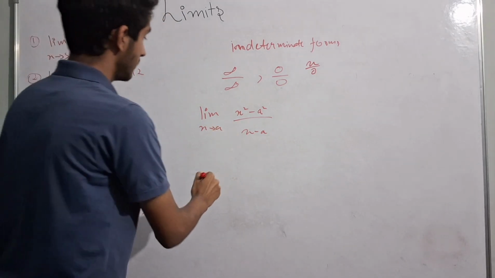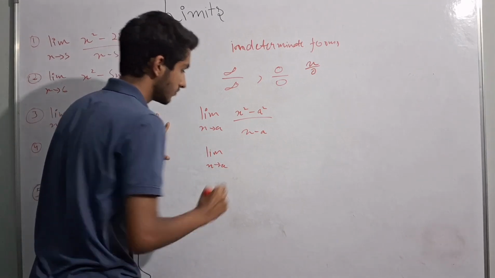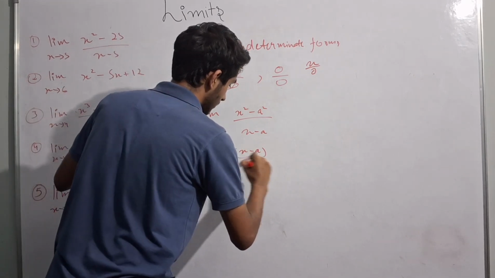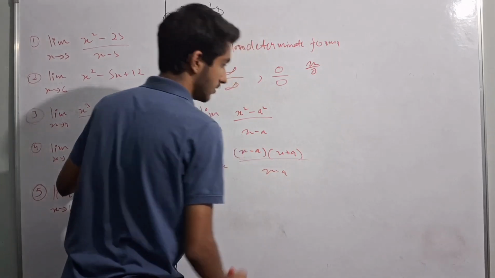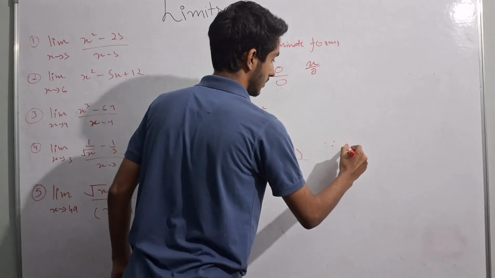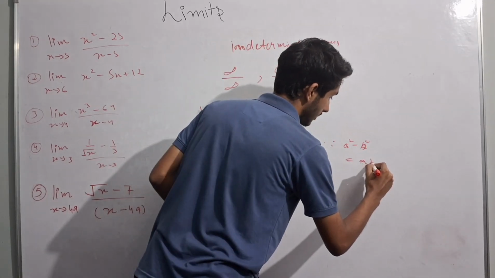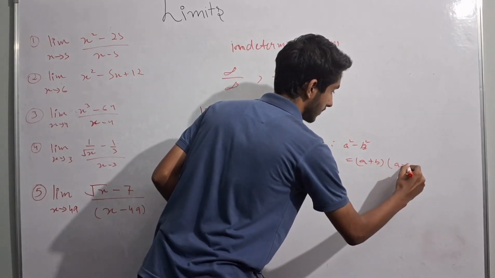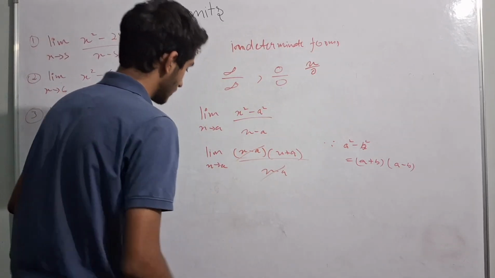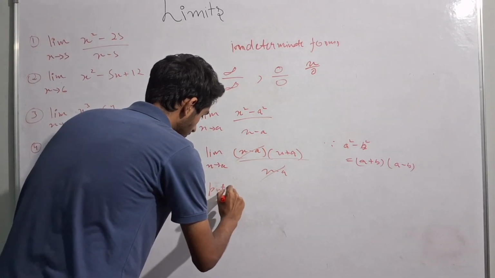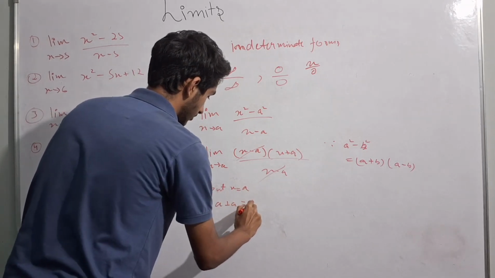So what I'll do in this case is, I'll write limit x tends to a, (x minus a) into (x plus a) upon (x minus a). Why? Because a square minus b square is equal to (a plus b) into (a minus b). So this will cancel out, and then I'll put the value of x is equal to a, and I get a plus a is equal to 2a.